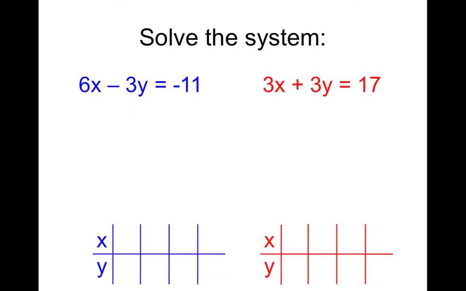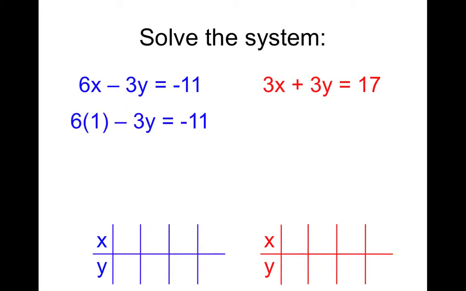Solve the system. 6x minus 3y equals negative 11. 3x plus 3y equals 17. We're looking for two numbers, represented by x and y, that make both of these equations true. So we could try some things over here in the blue.